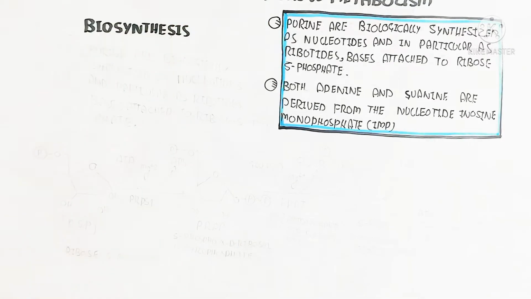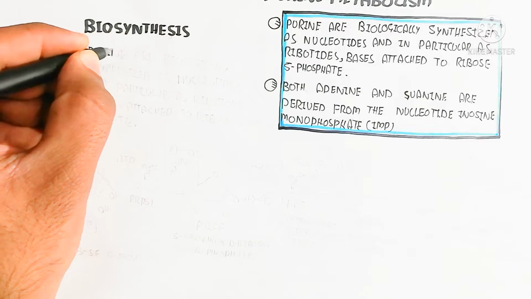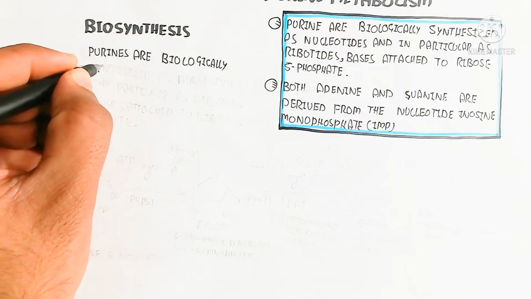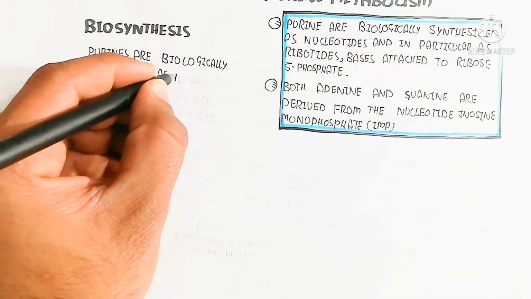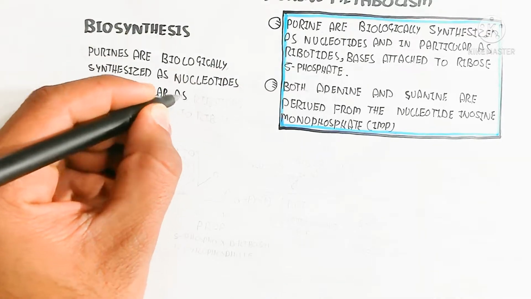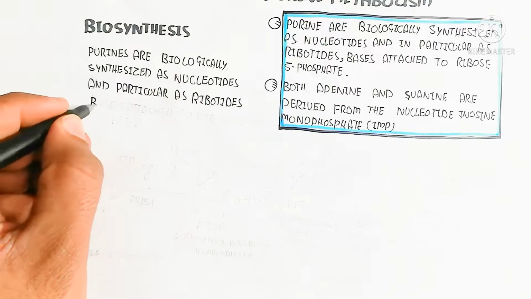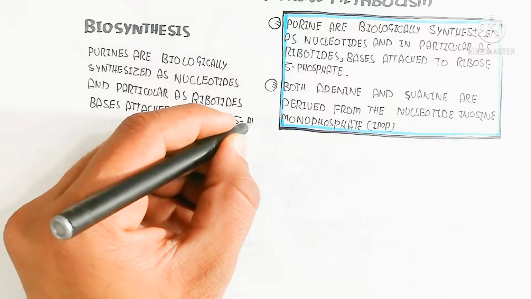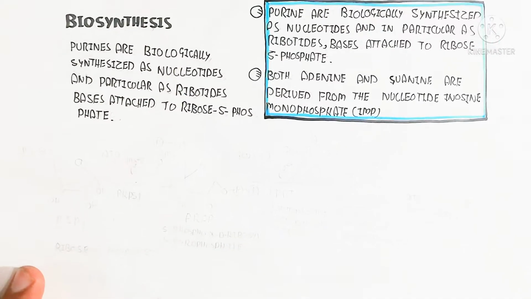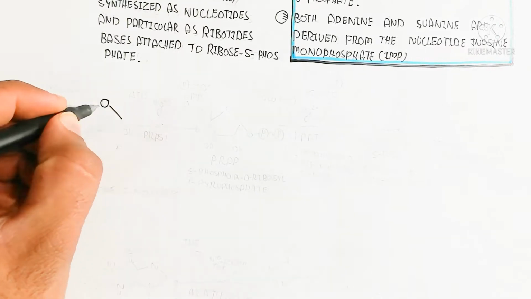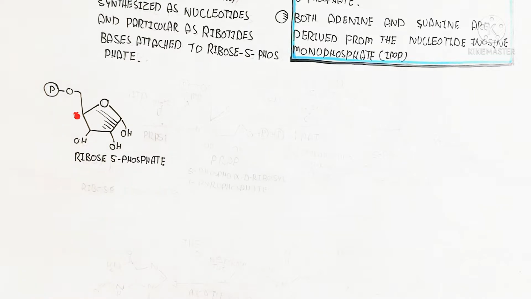Now, let's begin to understand the whole detail of the biosynthesis of purine. Purines are biologically synthesized as nucleotides, in particular as ribotides. The base is attached to ribose 5-phosphate. So let's draw the picture for understanding with ribose 5-phosphate. Here I am drawing ribose 5-phosphate, which means carbon number 5 contains a phosphate group.